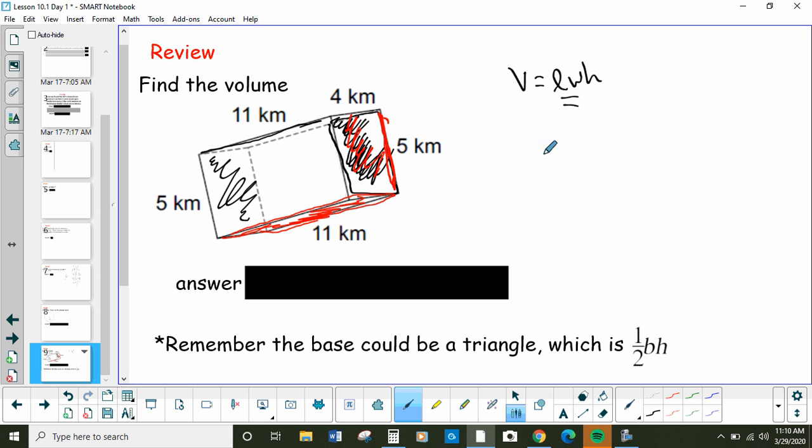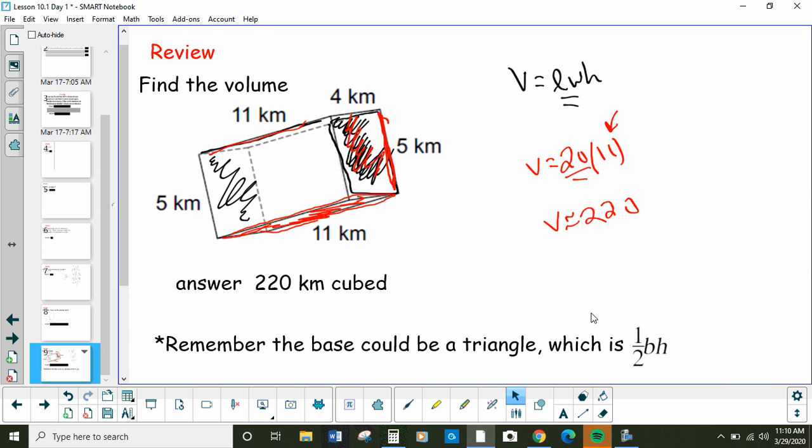4 times 5 is 20, times the height, which is 11. Not sure if you remember the shortcut for multiplying by 11s. If you're multiplying a two-digit number by 11, you split the numbers, add these two together, and that's how you get your product. So I'm putting about still, aren't I? Because I'm thinking of circles. It should be exactly 220. And our answer is 220 kilometers cubed, because volume means the space inside, and it's measured by little cubes to fill it in.